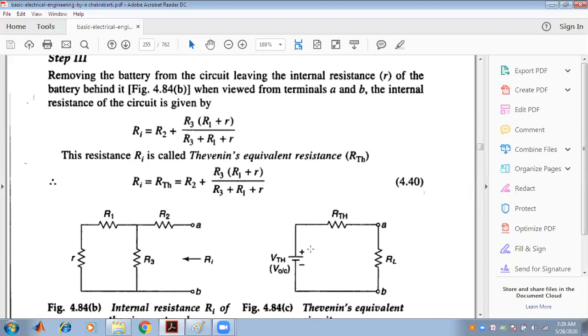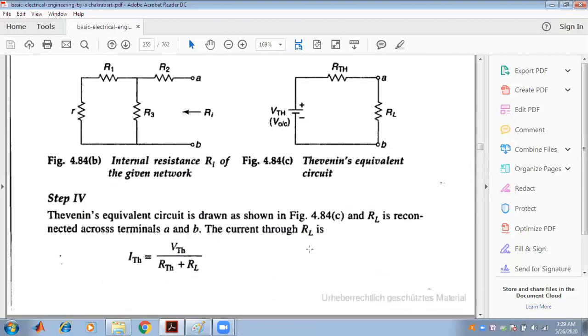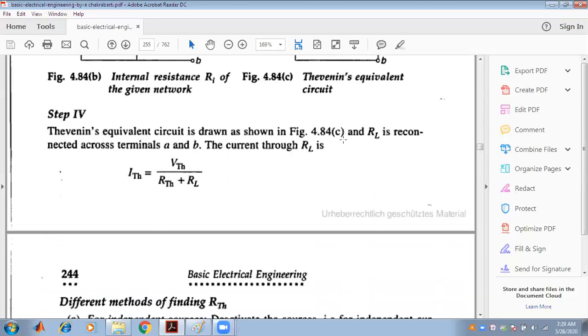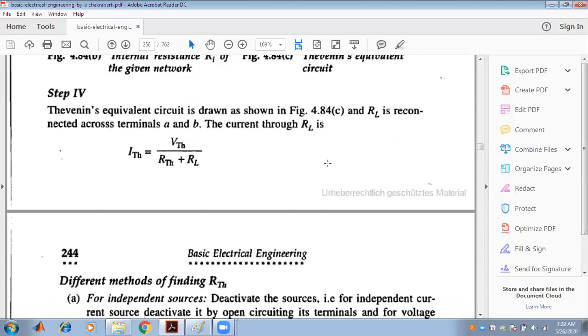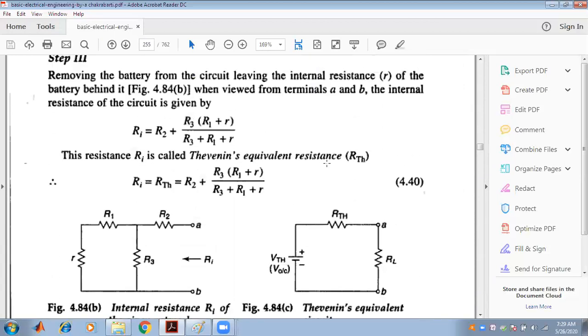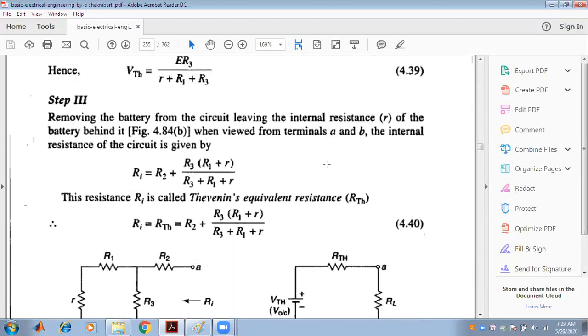Our third step is that the VOH, or the VOC, that we have obtained, we have to connect the RTH in series with the VTH. Followed by that, the RL at which the voltage has to be measured, we have to connect it in series with the RTH in order to find the current that is flowing through the load resistance RL. This is the equation in order to find the Thevenin's theorem.